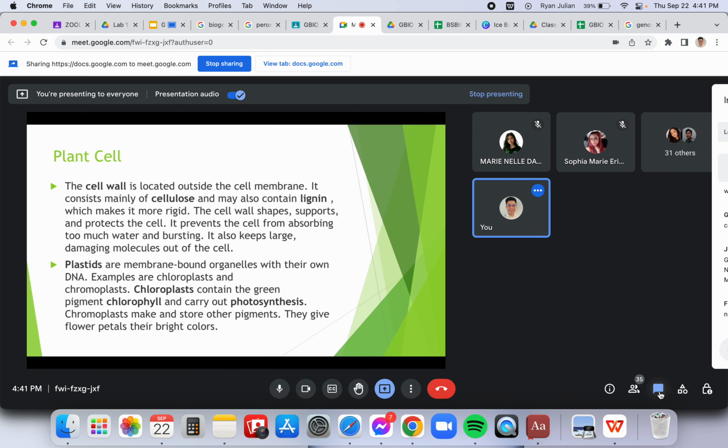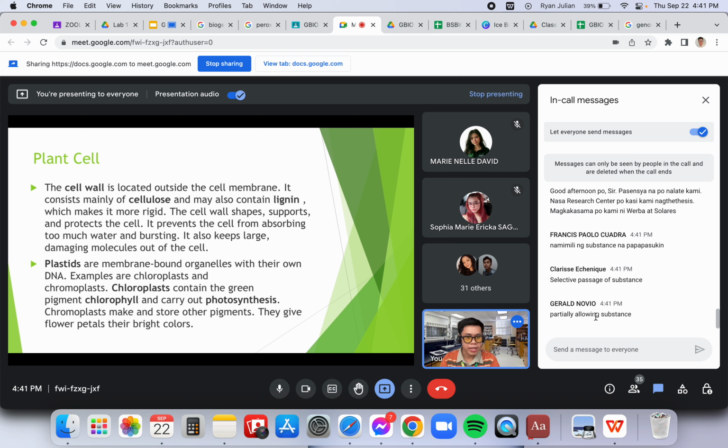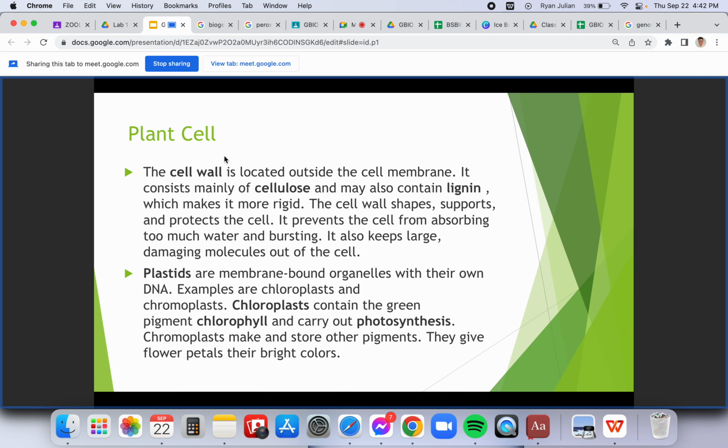Yes, anyone? Are you guys still here? Ayun. Exactly, Miss Clarice. Yes, namimili ng substance na papasukin, selective passage of substances, and partially allowing substances to enter or penetrate through the cell. Thank you for participating to the three of you. Tama yung minention nyo, guys. Kapag sinabing semi-permeable, selected only yung mga molecules that can pass through the cell. Hindi siya lahat. Kapag lahat naman ay pumapasok, the term that we should use is permeable, which is very contrary to semi. Like what I mentioned, hindi po lahat. Selected lamang or pili yung mga molecules or substances that can penetrate through the cell.